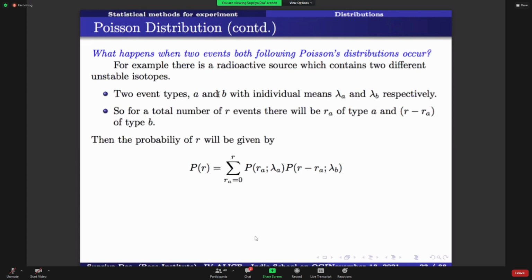Two event types, A and B, with individual means. Both of these events have a mean, which is lambda A and lambda B respectively. So for a total number of R events, there will be RA of type A and definitely R minus RA of type B. Then the probability of R will be given by the probability of RA and the probability of R minus RA, right? So it's actually B, but B is equal to R minus RA.